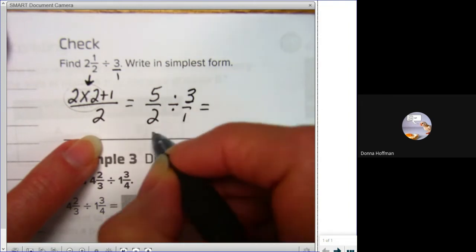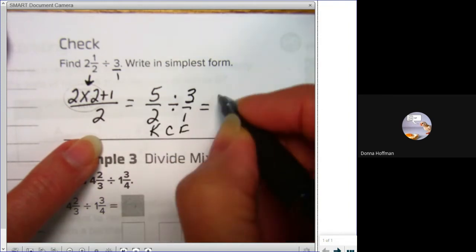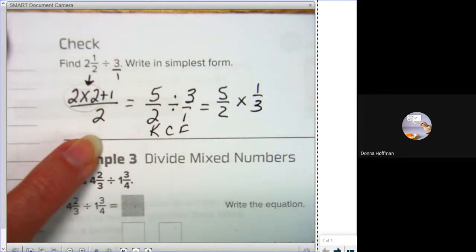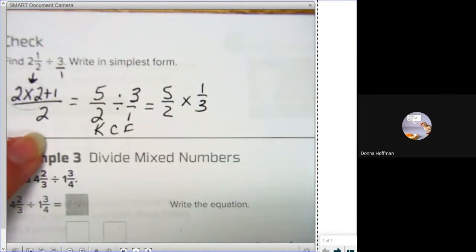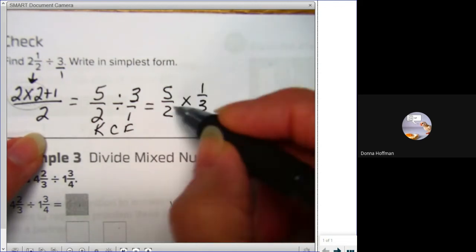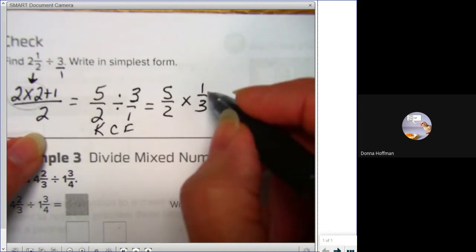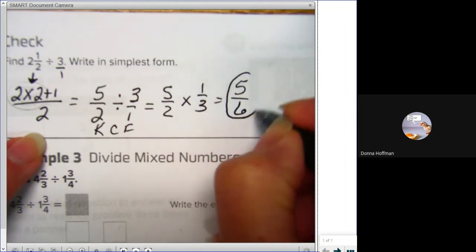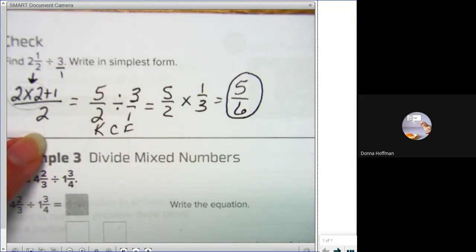Now keep, change, flip. 5/2 times 1/3. There is no cross reduction anywhere. So this is 5 times 1 and 2 times 3. And that's your final answer.